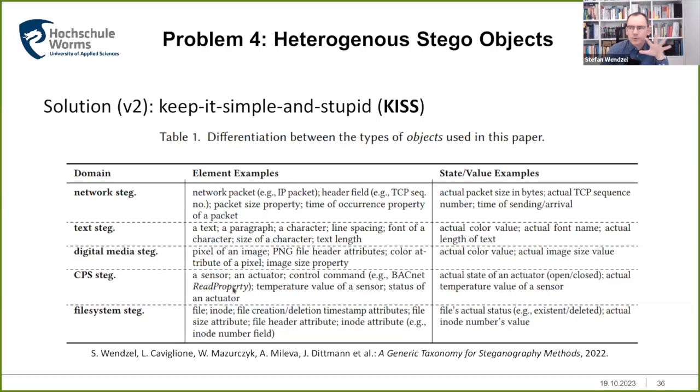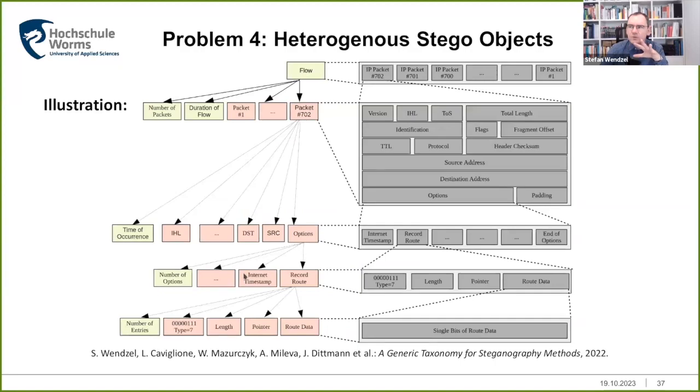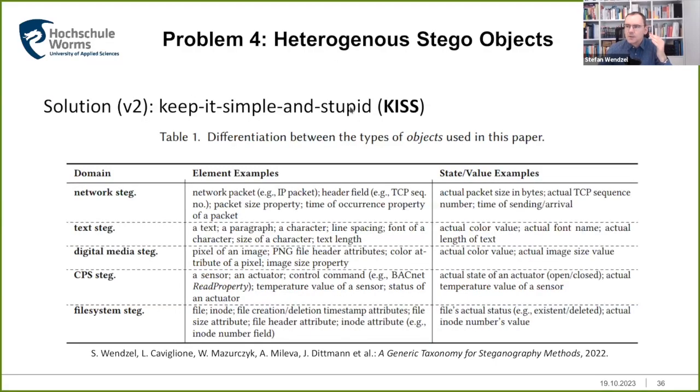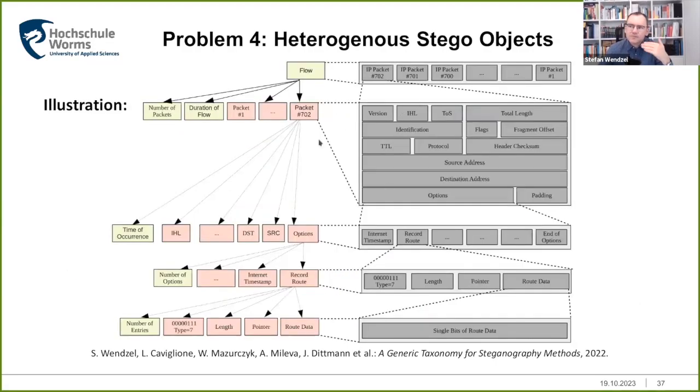I won't go through the whole table here. It's in the preprint. Just for the network example, if you have a flow, then the flow is an element, and the flow contains sub-elements like packets. And these packets contain fields that are storage values, like this IPv4 header here.